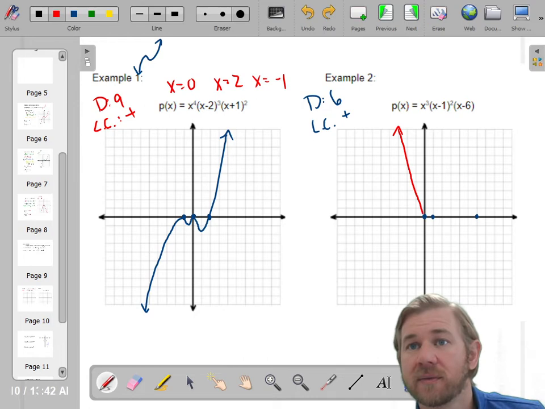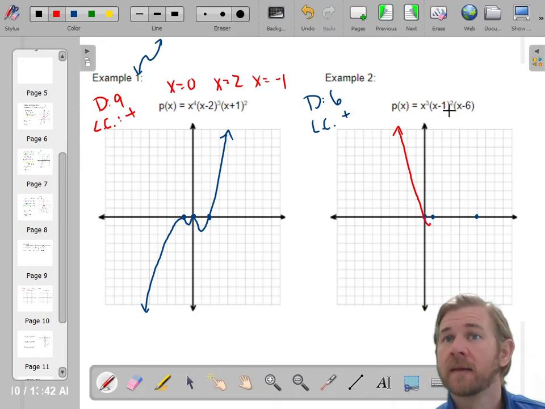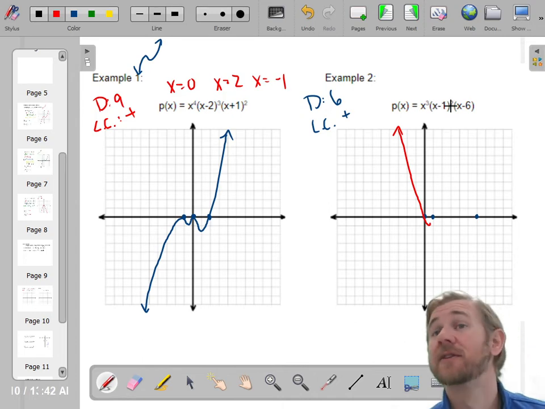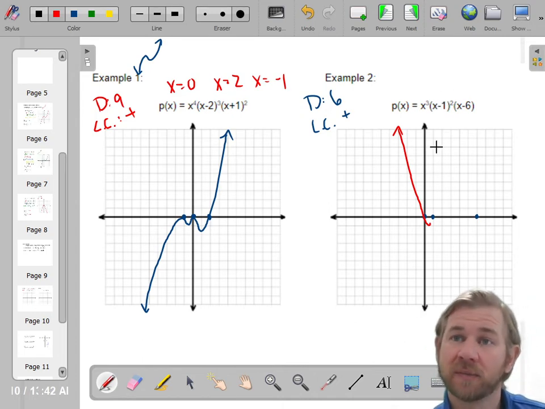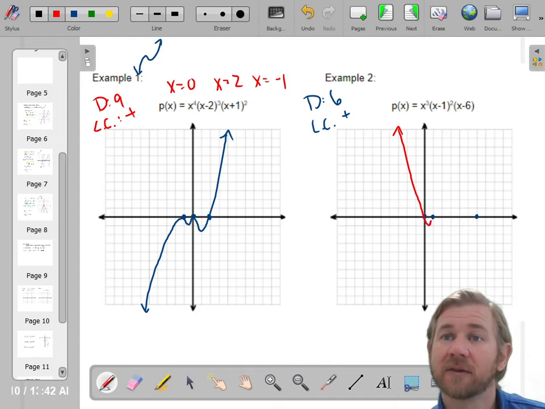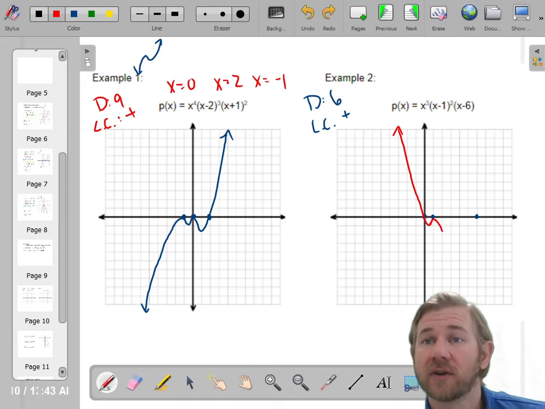So it's passing through here. Then it's going to turn around, and then we'll see what happens. At 1, we have a degree 2, so this is an even multiplicity. So when it goes up to hit that 0, it's going to bounce off. Now it's bouncing off from below, so it bounces off and it turns back around.